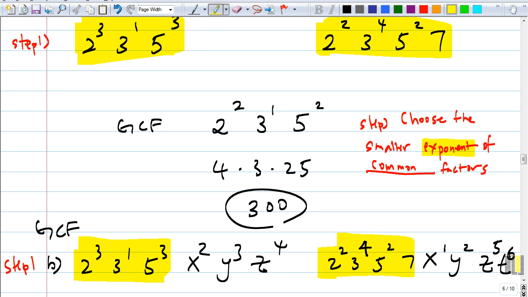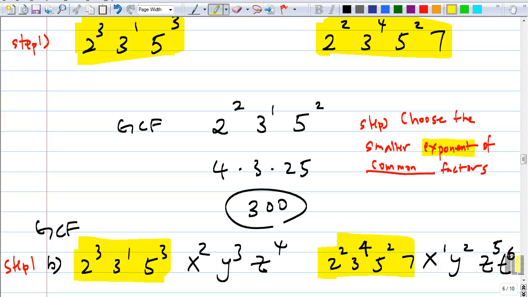Chuck? X to the first. Let's do the numbers first, even though the numbers are the same. 2 to the second. No, don't give me the exponents yet. 2, what else? 2, 3, 5. X, y, and z. Yeah. 2, 3, 5, x, y, and z are the common factors, right?